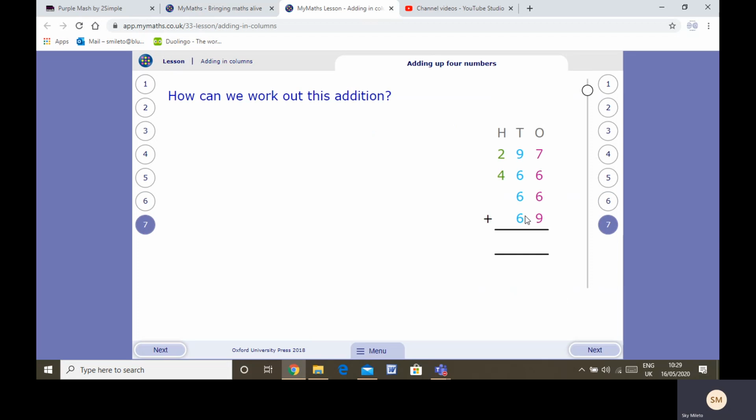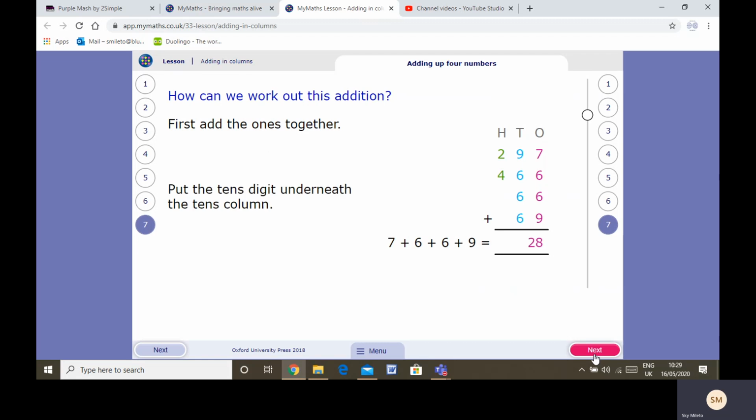Okay, how can we work out this addition? There's lots of numbers in this addition. Okay, exactly the same. First we add together all the ones. 7 plus 6 plus 6 plus 9 is 28. Now we've got 2 10s to be moved. The 2 in 28. We've got 2 10s in 28. So they move to the tens column. I said 8s before, I meant 10s.